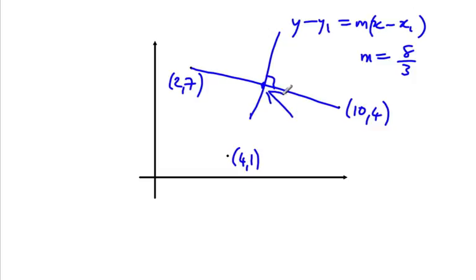And the midpoint's the average of the x's and the average of the y's. The average of the x, 2 and 10 is 12, halved is 6, 7 and 4 is 11. Annoyingly, half of 11 is, and I'll write it as a decimal, 5.5. So that point there is 6, 5.5.